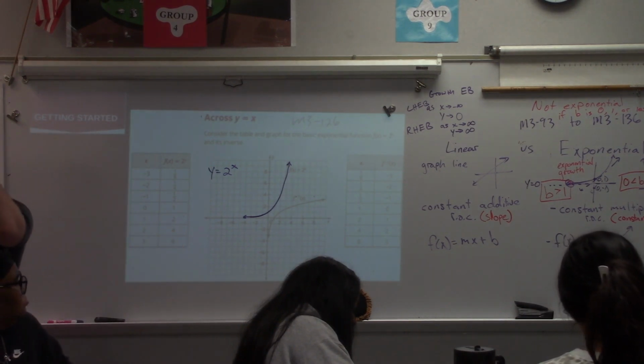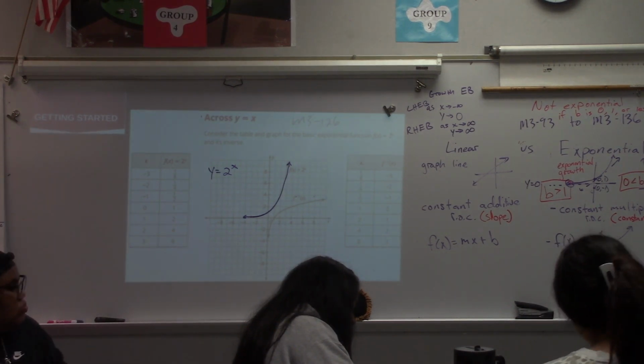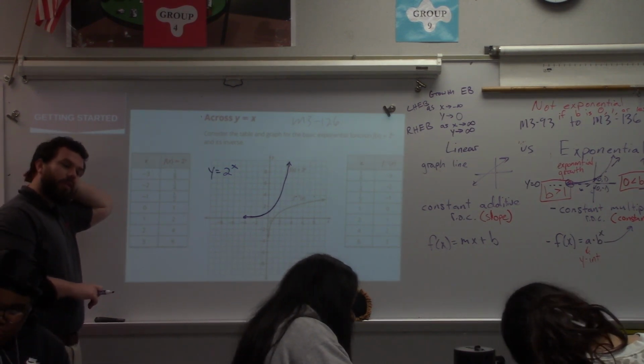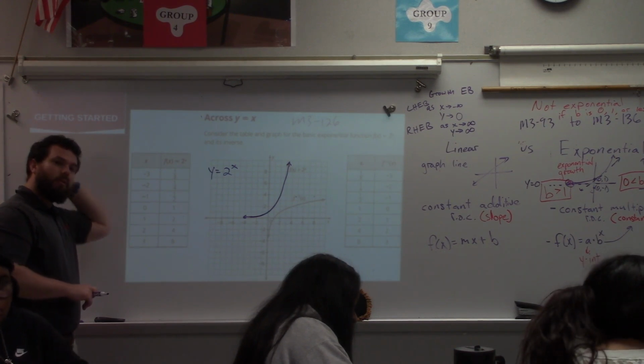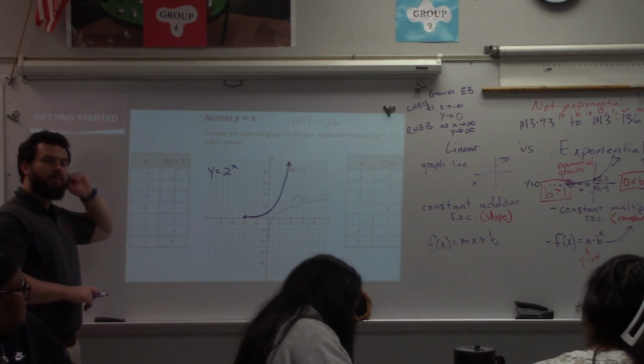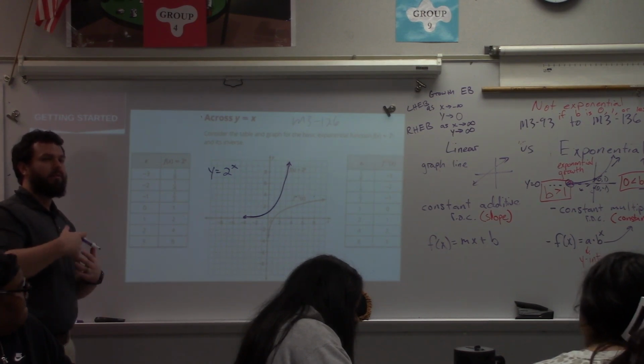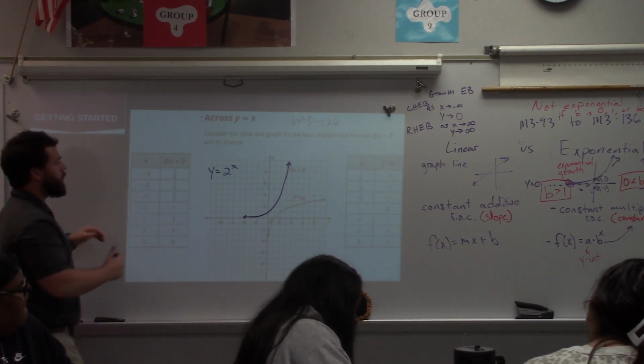Specifically, what am I repeatedly multiplying by in this equation? 2, right? 2 raised to the x, repeatedly multiplied by 2. We can see this in the table, right?